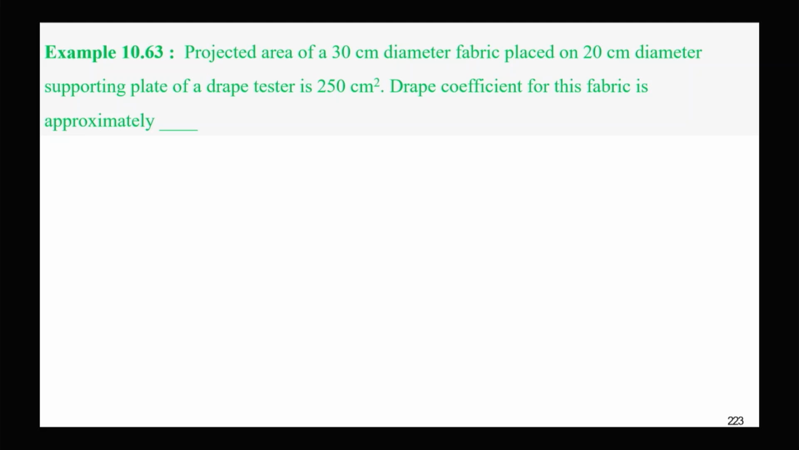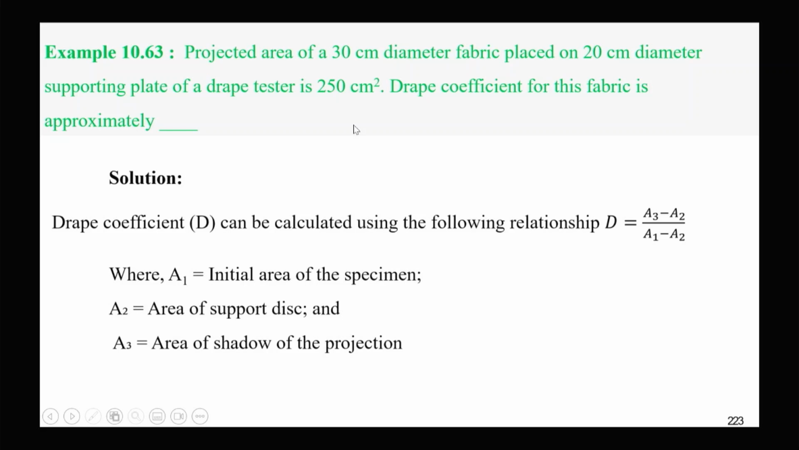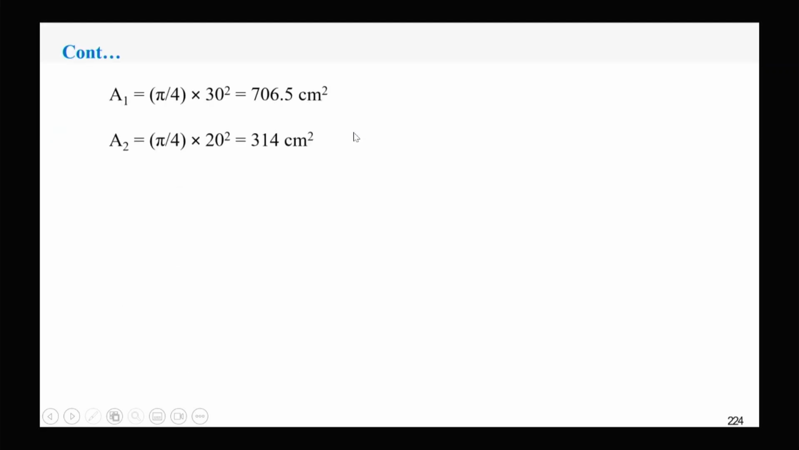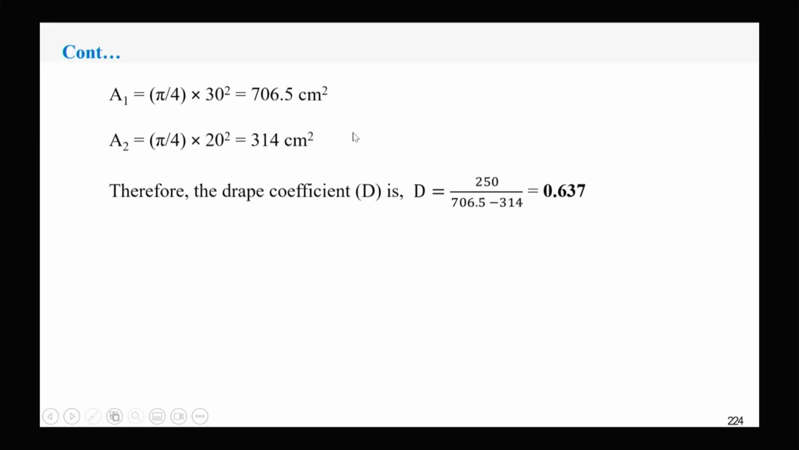Next numerical, projected area of a 30 centimeter diameter fabric placed on a 20 centimeter diameter supporting plate is 250 centimeter square. So in a similar way we can calculate the drape coefficient to be 0.637. 0.637 is the drape coefficient.